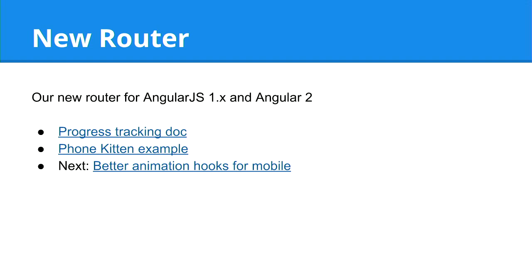You've probably heard about the new router we're developing, and this is going to be available in both 1.x and 2. We've released a progress tracking doc so you can see how it's coming along, and there's a link there. There's a demo that you can look at that, instead of PhoneCat, which is our core tutorial, Brian called it Phone Kitten. Yeah, it's very clever. And one of the things he's working on next is making sure that the transitions work very well with animations on mobile use cases.